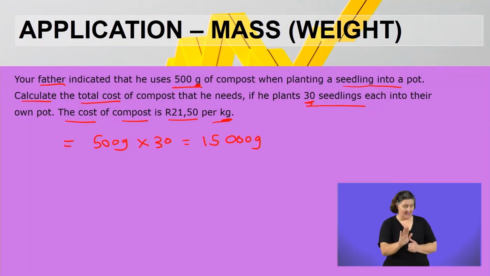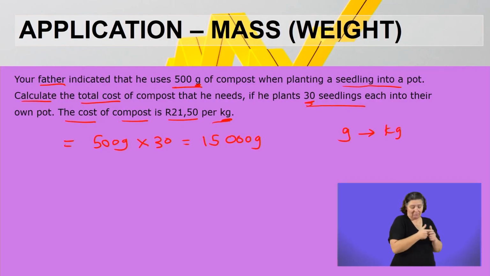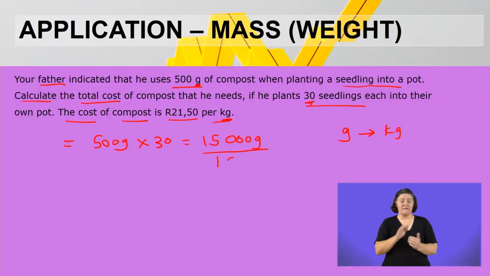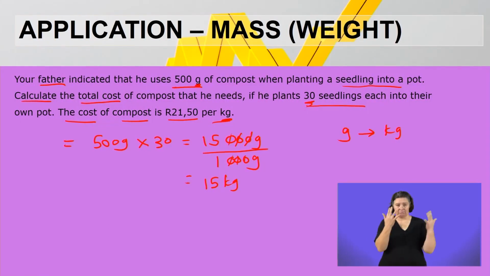So what needs to happen now? I need to convert this 15,000 into kilograms. So remember, I'm converting from grams into kilograms. What needs to happen? Small to big. Conversion factor 1,000. When we convert from small to big, we divide by 1,000. So therefore, I take this 15,000 and I divide that by 1,000. So that will give me 15 kilograms.